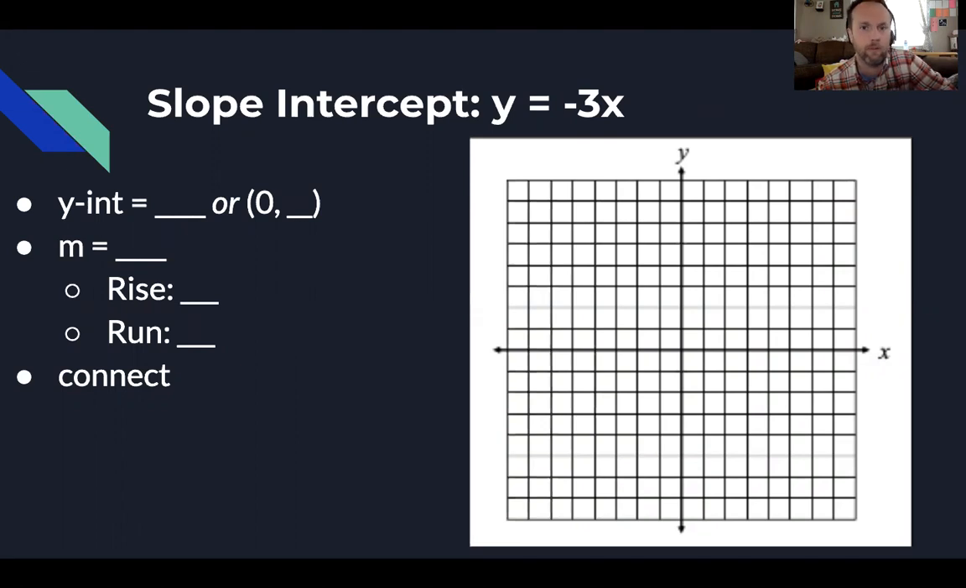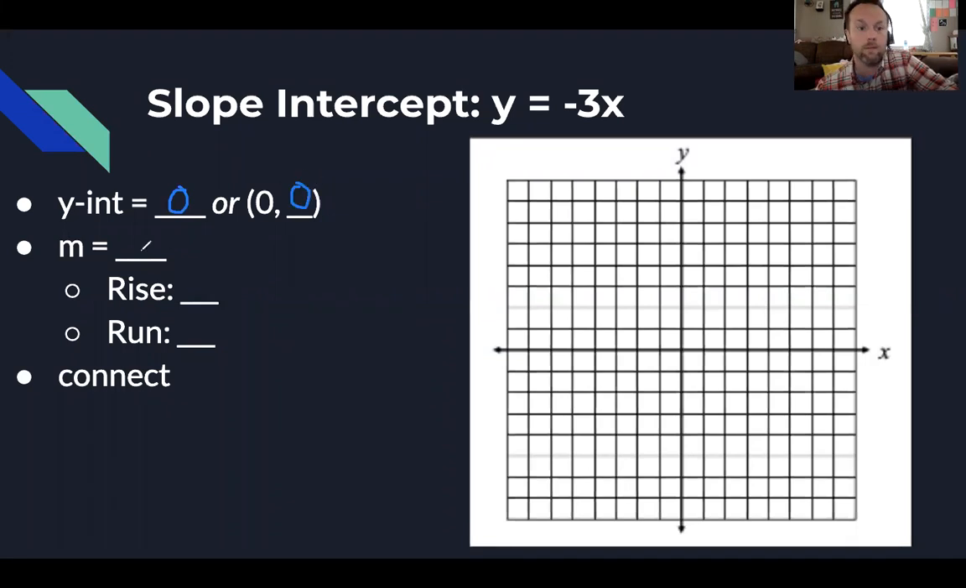Negative 3 times 0 equals 0. So my answer to this equation is that my y-intercept is going to be 0. So this is going to go right through the origin. My y-intercept is 0, so it's (0, 0).